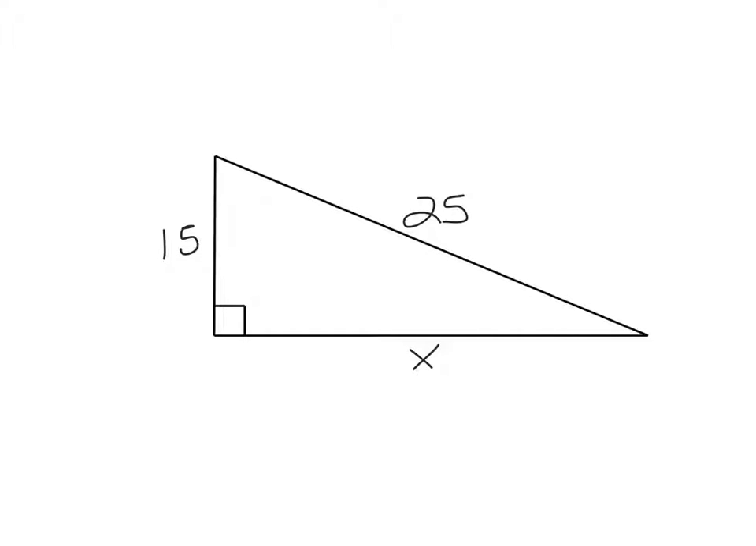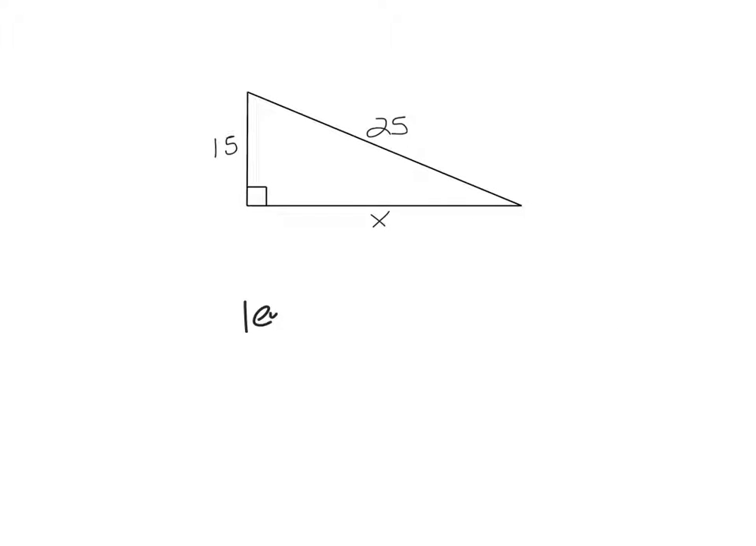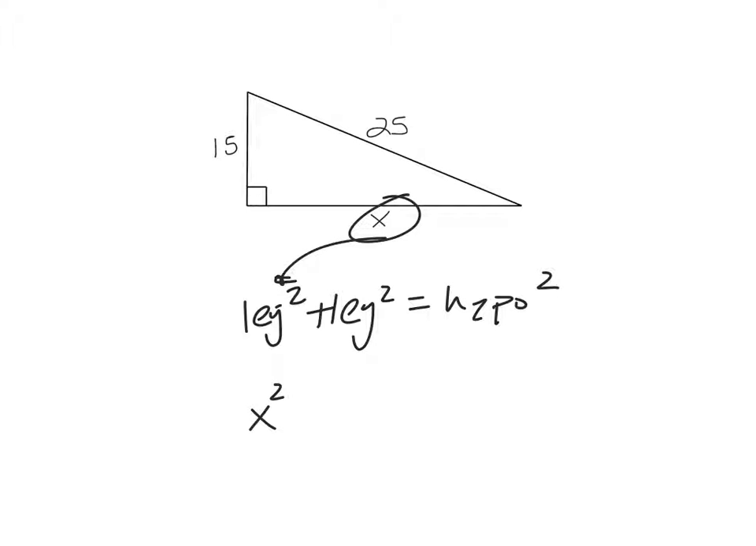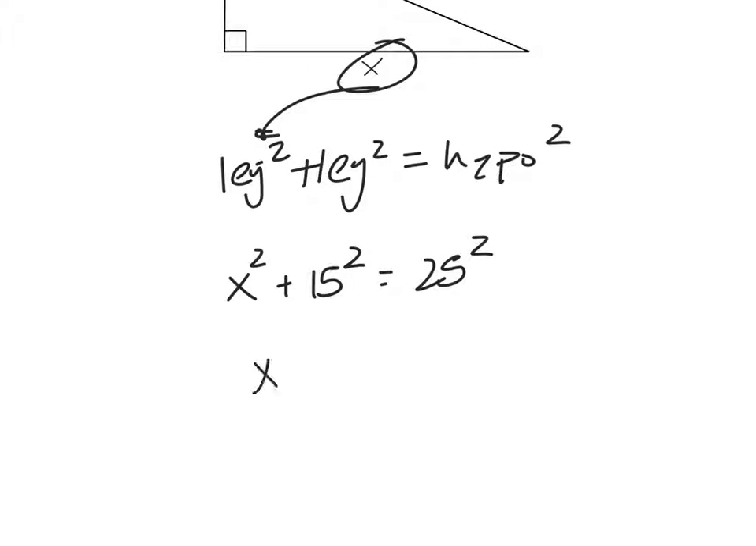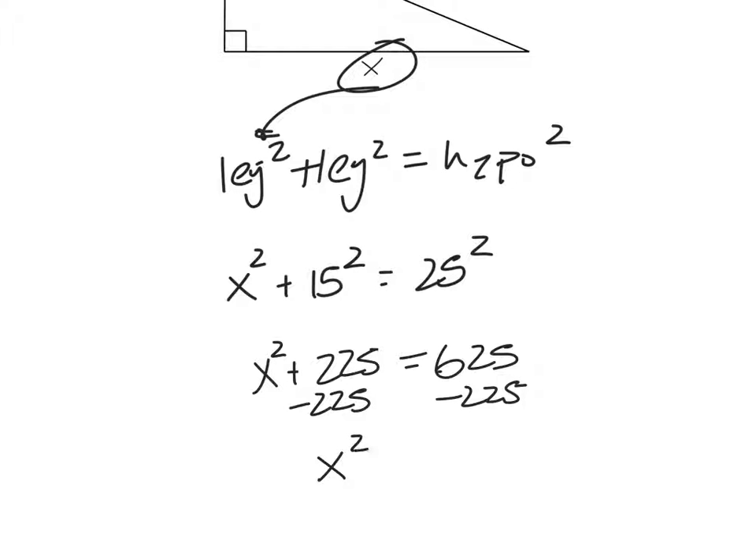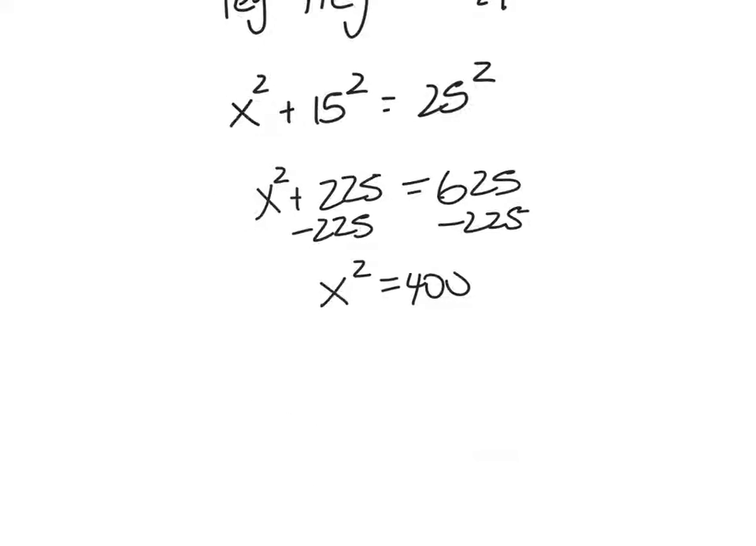All right, last one. Can you find the value of x here? Once again, leg to the power of 2 plus leg to the power of 2 equals the hypotenuse to the power of 2. I like to put x as the first leg whenever x is a leg. So x to the power of 2 plus 15 to the power of 2 equals 25 to the power of 2. X to the power of 2 plus 225 equals 625. Subtract 225 from both sides. X to the power of 2 equals 400.